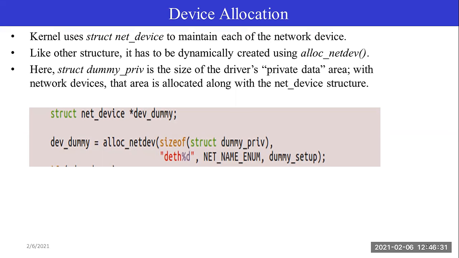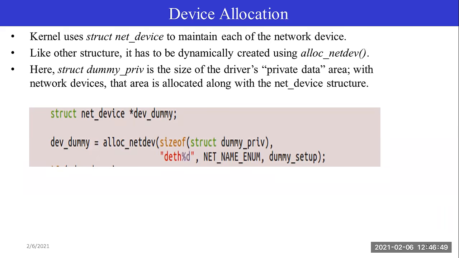The first argument is the private data. Every device has a provision to share some private data with the network stack. This is required in some cases, but this is optional. You may not use it. It is not mandatory to use that.